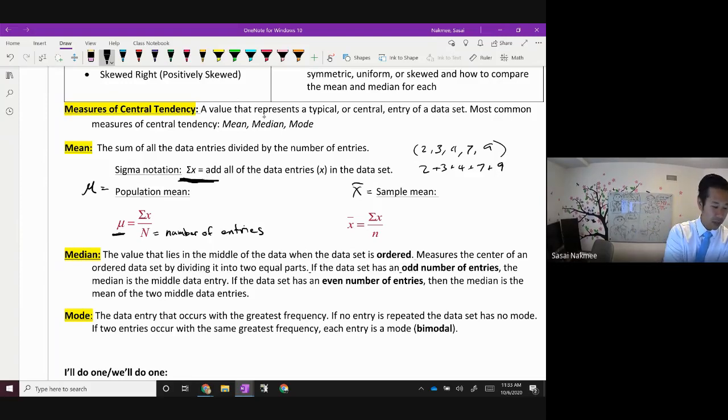Understand that both of these represent the mean. It's just that one represents the mean of the sample and the other represents the mean of the population. It all depends on whether I am talking about just the sample or just the population.